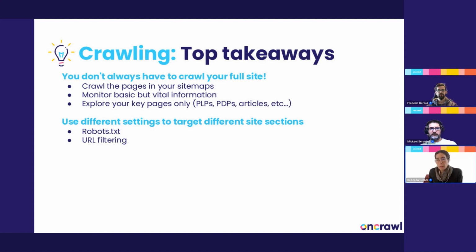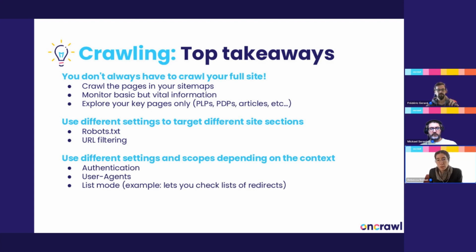You can use different settings within a crawl to target different site sections, whether that's robots.txt, replacing and overriding the elements that you have already set up for your site just for this crawl, or whether that's filtering the URLs that you want the crawler to explore and save.